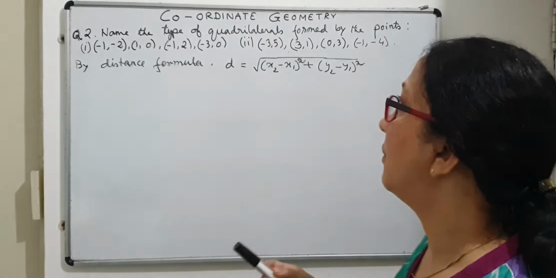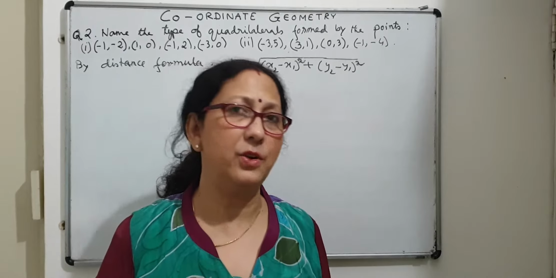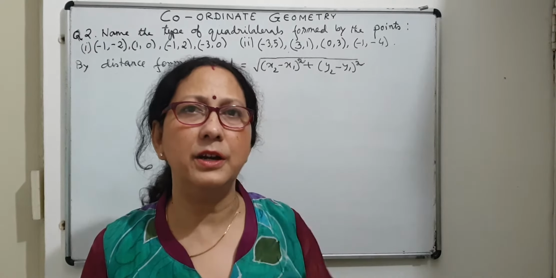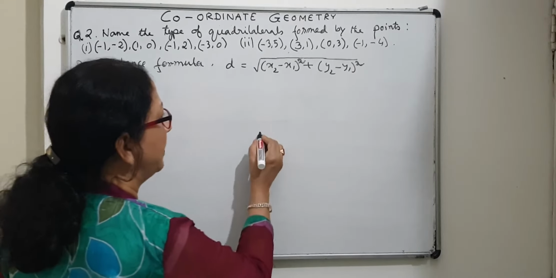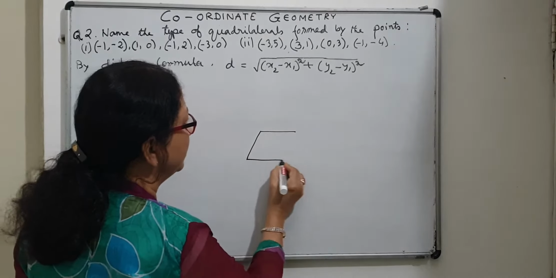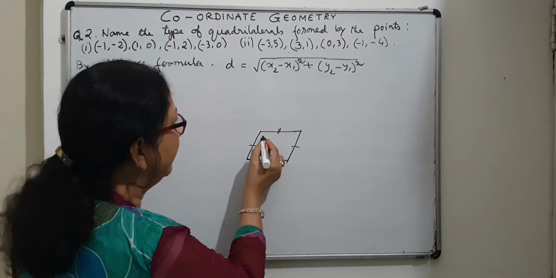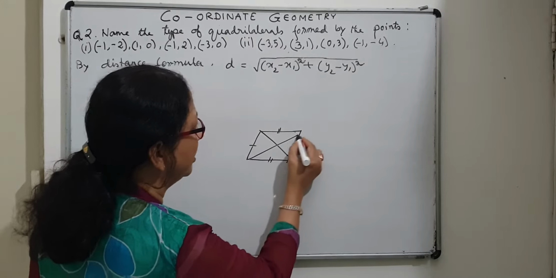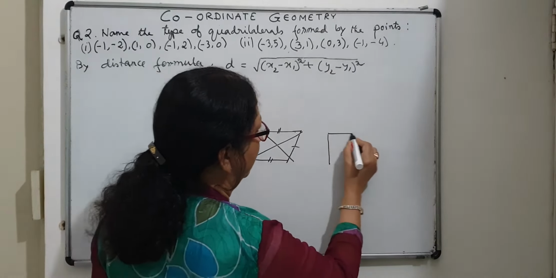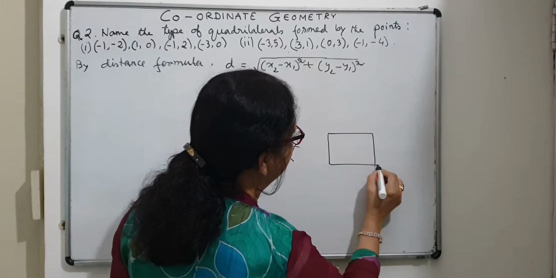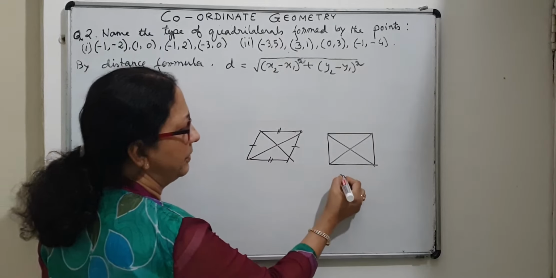Okay, so for that, first of all, you have to know the properties of all the special quadrilaterals that you have learned in 9th class. You know some special quadrilaterals, such as the parallelogram. First one is the parallelogram. What is in the parallelogram? Opposite sides are equal and the diagonals are not equal. That is a parallelogram. But if in the parallelogram the diagonals are equal, then this parallelogram will become a rectangle.